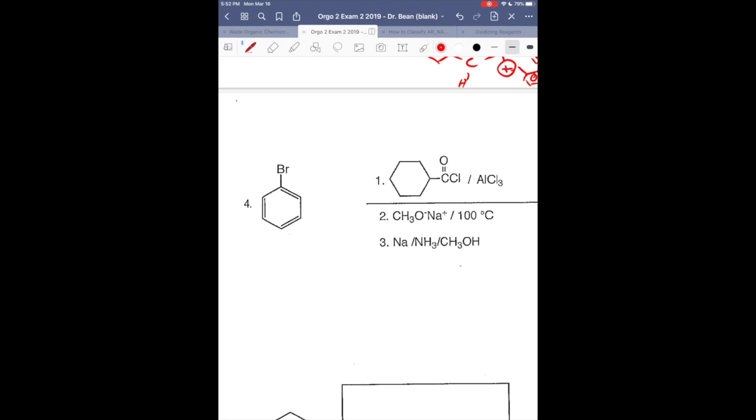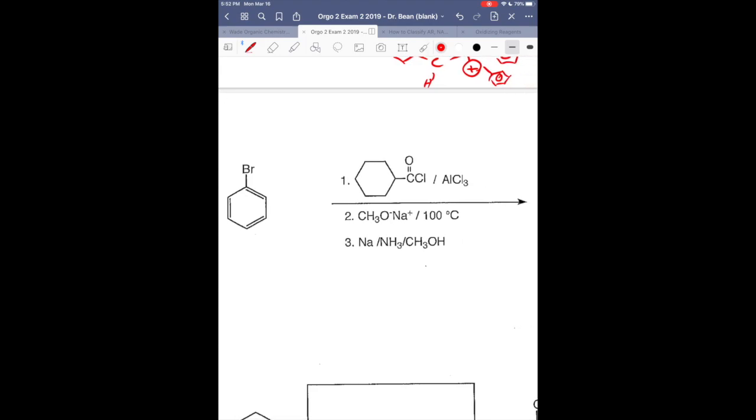So we have a bromobenzene and we have this acid chloride with AlCl3. So what reaction do you guys think is happening here? So it's Friedel-Crafts. Is it going to be Friedel-Crafts alkylation or acylation? So this is going to be Friedel-Crafts acylation.